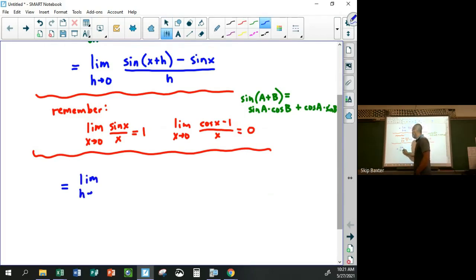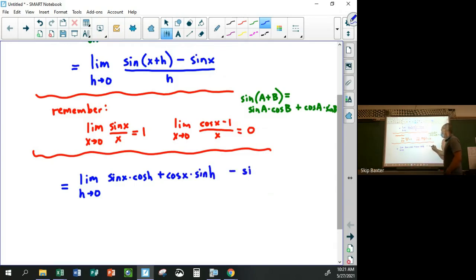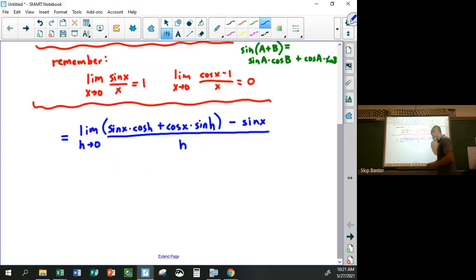So the limit as h goes to 0 would be the sine of x times the cosine of h plus the cosine of x times the sine of h minus sine x. So this whole thing right here is really the same thing as sine(x plus h). Now, 2 of these have a common term. If I look at this one, it contains sine x, and if I look at this one, it contains sine x.